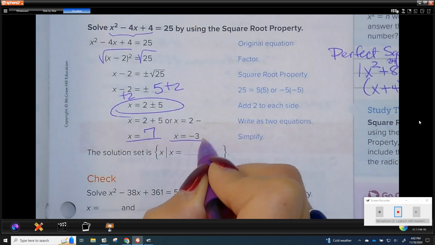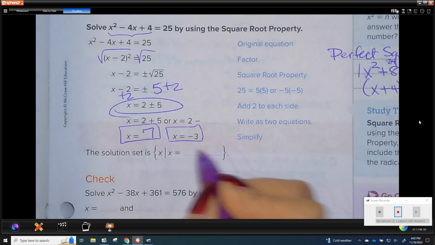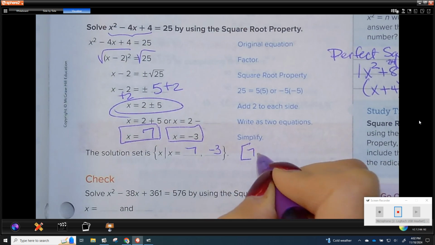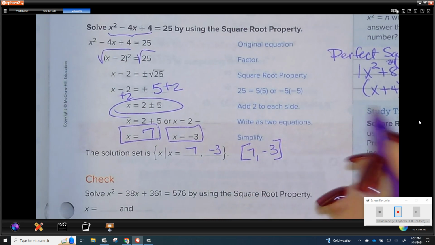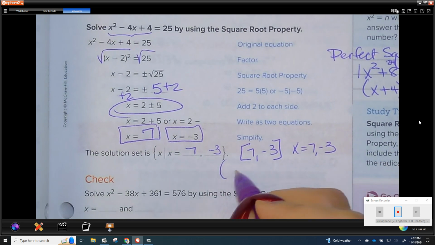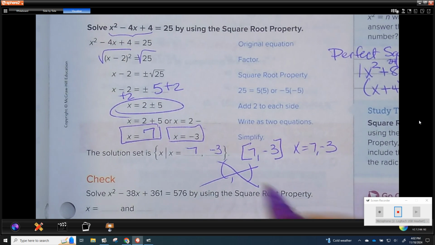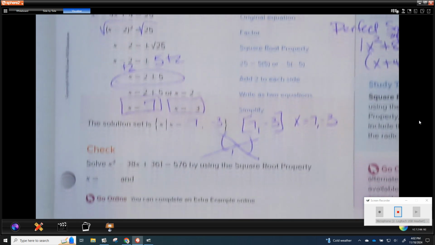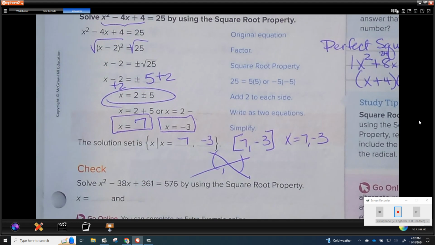You could write your answers like this, or x equals 7, negative 3. But do not write your answers with parentheses, because that's a coordinate point, and these are two different points. All right, let's do the check.